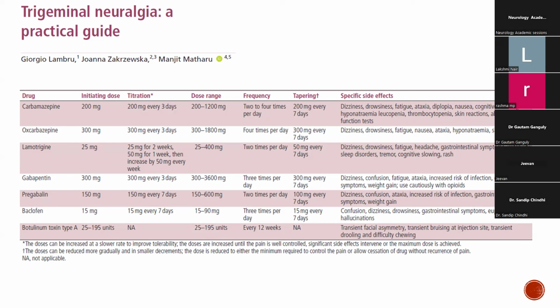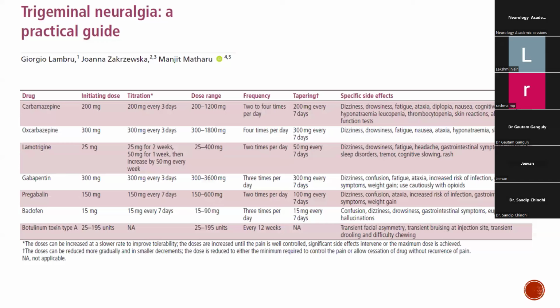Gabapentin can be given at 300 mg as a starting dose, and titrate every 3 days. The dose range can go up to 3600 mg in 3 divided doses, and while tapering, 300 mg should be tapered every 7 days. Pregabalin starts at 150 mg and is slowly titrated every 7 days up to 600 mg. The frequency is 2 times per day, and while tapering, 100 mg can be tapered every 7 days.